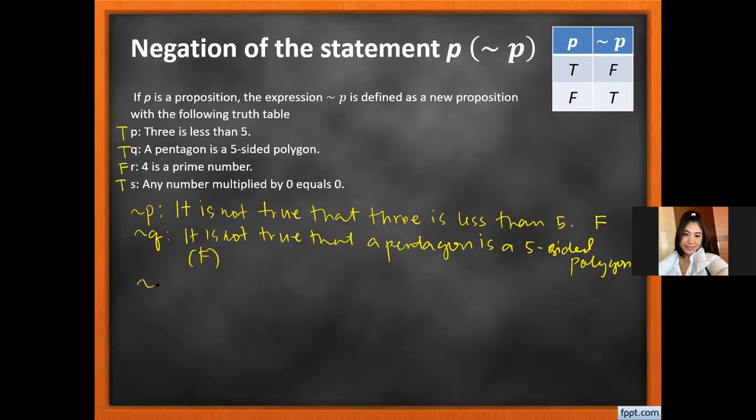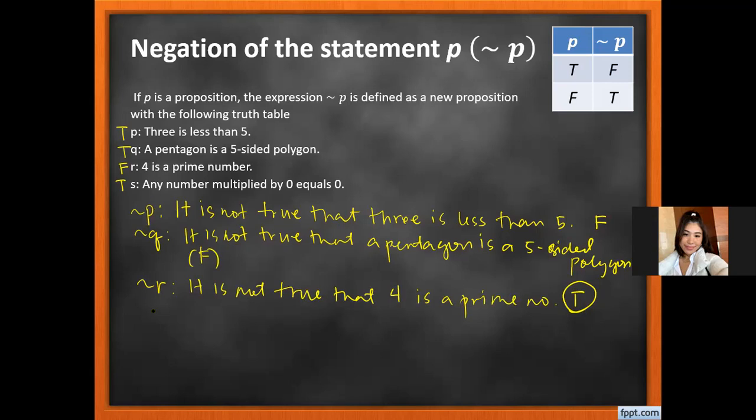And the negation of R, it is not true that 4 is a prime number. So this is a true statement. Okay? Because originally, statement R is a false statement. So its negation must be true.